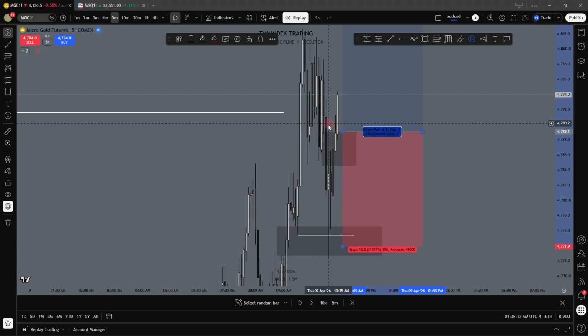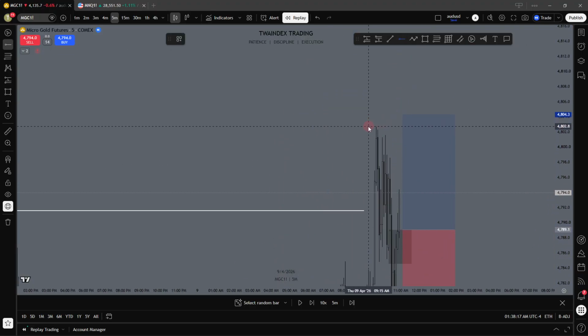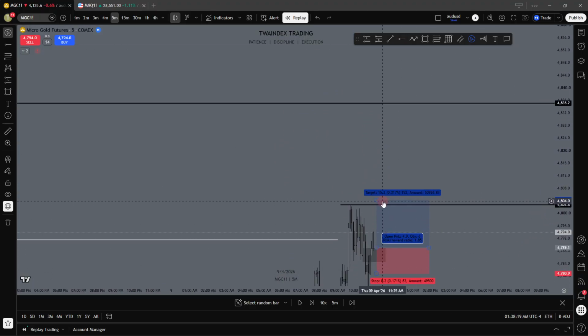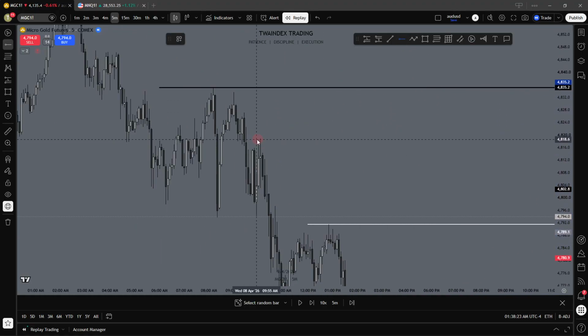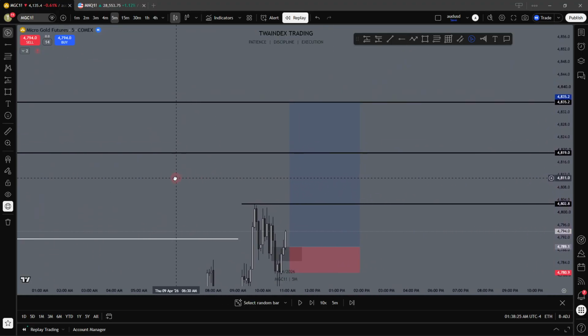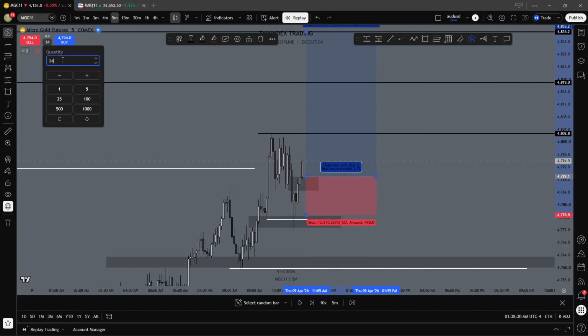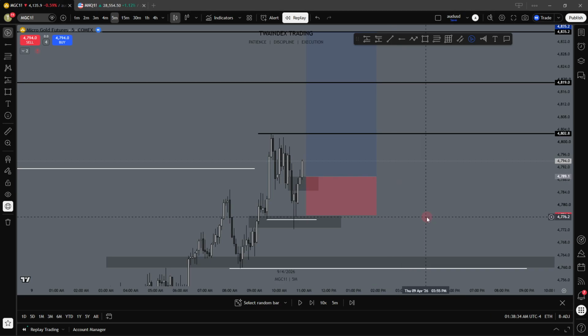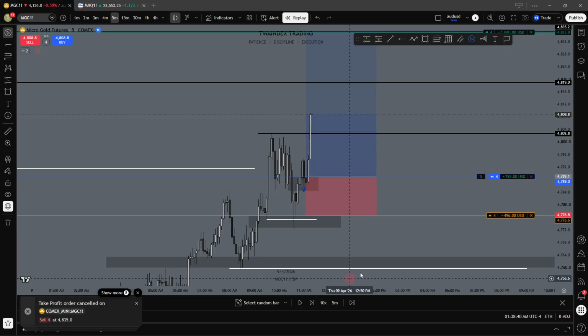Now that was a pretty nice move up. So I'm going to wait to see if we can get a pullback. We're going to target that high, and then we have a final high over here. Have this in between. Let's see if we can get a pullback. Use 4 micros. Let's see if we can get this pullback. We're in the trade. Boom.